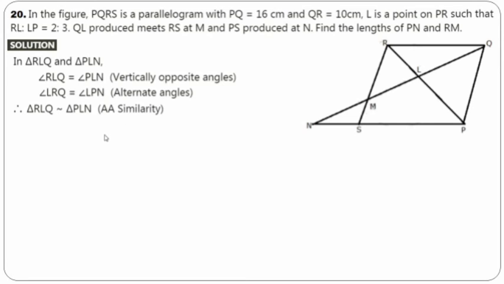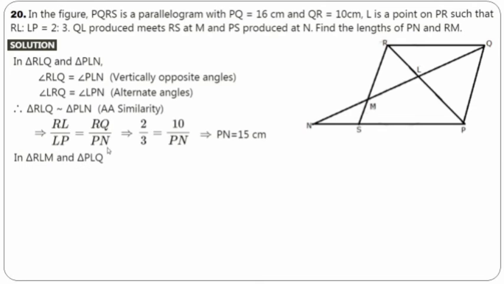Now if they are similar, obviously the corresponding sides have to be in proportion. RL by PL is equal to RQ by PN. Now what is RL to LP? It is given to be 2:3, so 2:3 is equal to RQ by PN. RQ is QR, which is given to be 10. So from here PN turns out to be 15 centimeter. So you are asked to find the length of PN, and we got our PN to be 15 centimeter, first answer.